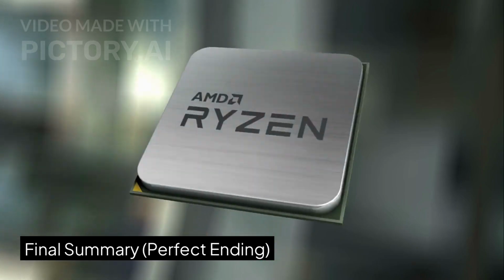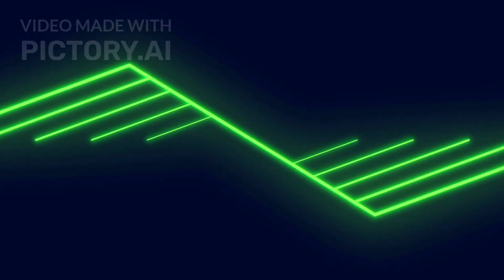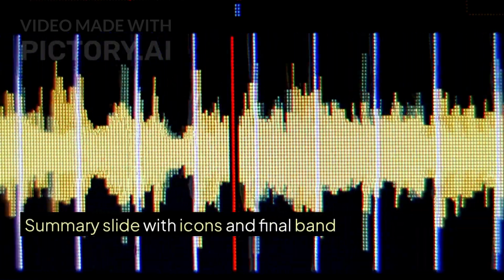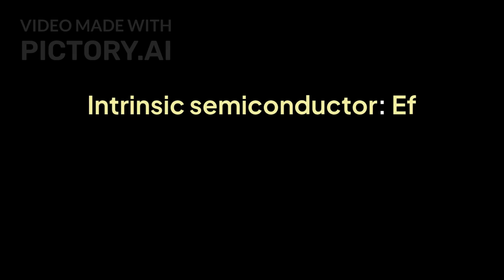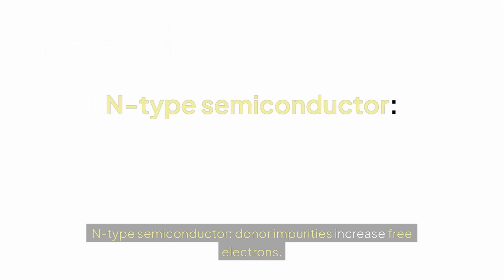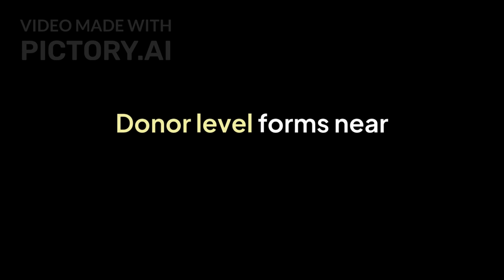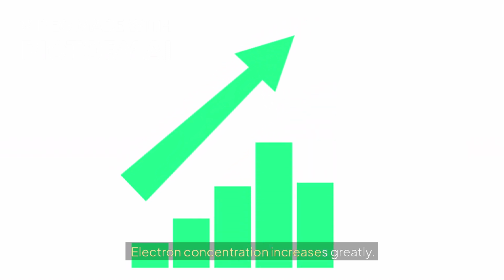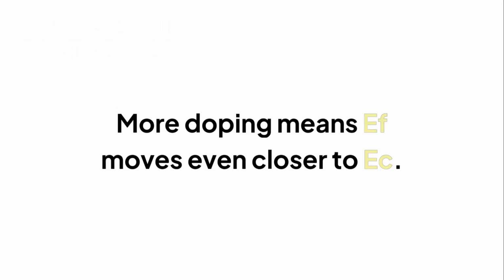Final summary. Summary slide with icons and final band diagram. Let's summarize. Intrinsic semiconductor: EF is in the middle of the band gap. N-type semiconductor: donor impurities increase free electrons. Donor level forms near the conduction band. Electron concentration increases greatly. Fermi level shifts upward toward the conduction band. More doping means EF moves even closer to EC.